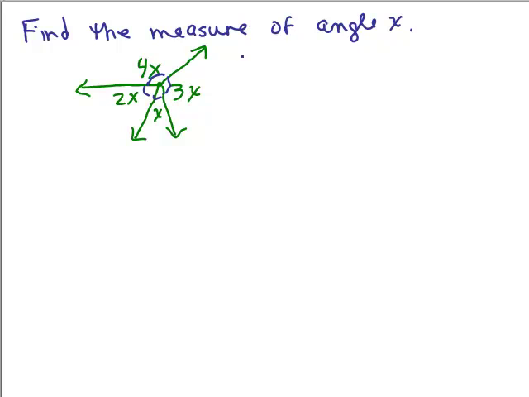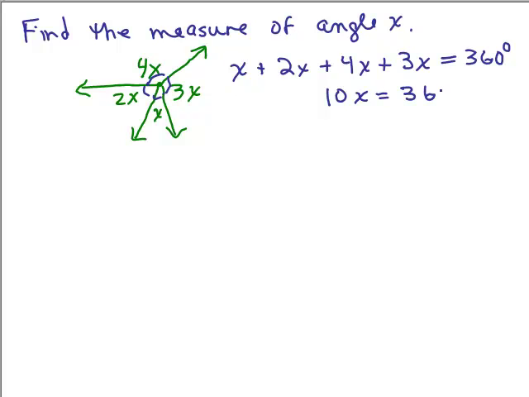One angle is x. The next angle is 2x. The next angle is 4x. The next angle is 3x. And altogether that adds up to 360 degrees. All right, so now we have an equation. We could add like terms on the left. That will be 10x equals 360.